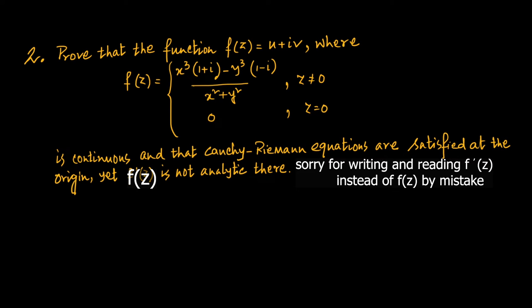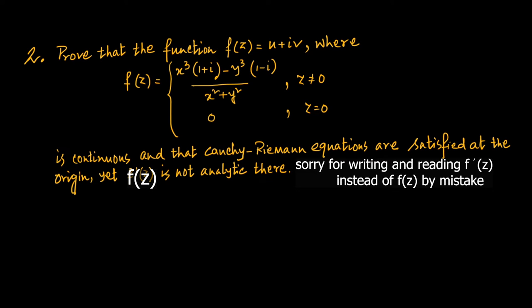Prove that the function f(z) equals u plus iv, where f(z) is given in this way: x cube into 1 plus i minus y cube into 1 minus i, divided by x square plus y square when z is not equal to 0, and if z equals 0, it is 0, is continuous, and that Cauchy-Riemann equations are satisfied at the origin. Yet f prime z is not analytic there.